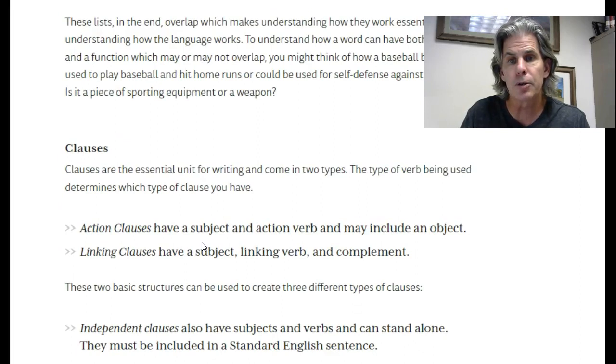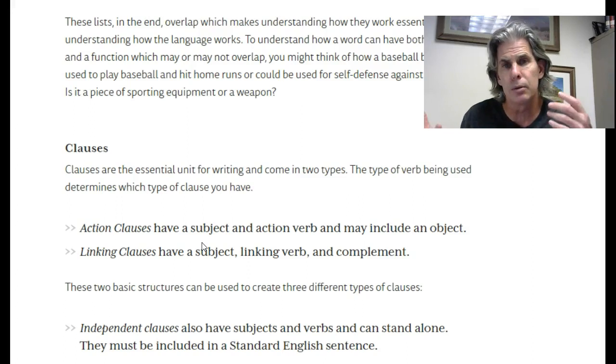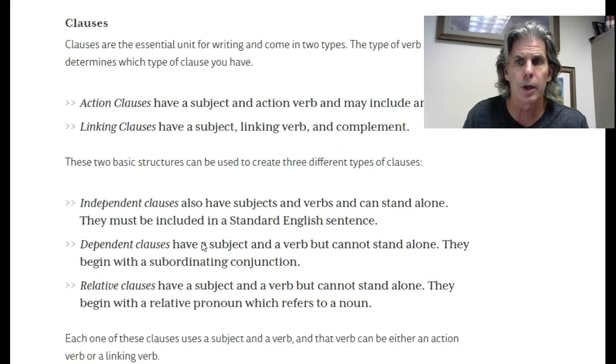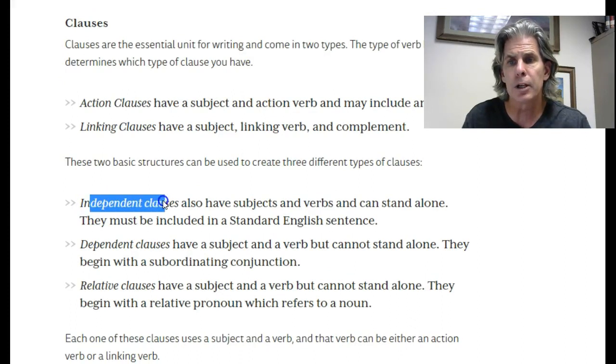Now, the other aspect you have to know from this chapter that's incredibly important is clauses. And you will have either action clauses or linking clauses based on the sentence, or the type of verb you have. If you have an action verb, you have an action clause. A linking verb, you have a linking clause. But there's three types for what they do, and this is very important. You could have an independent clause.